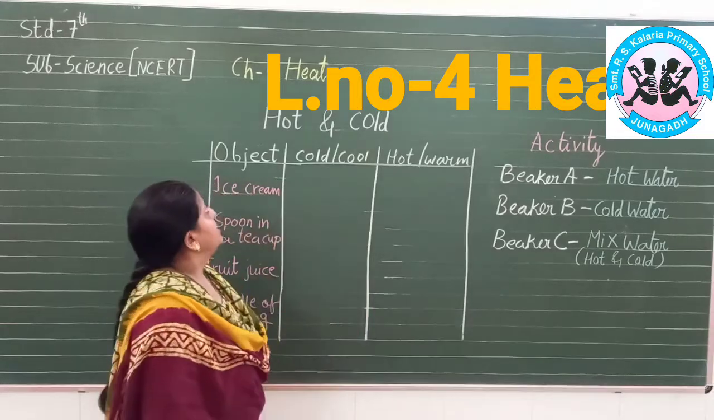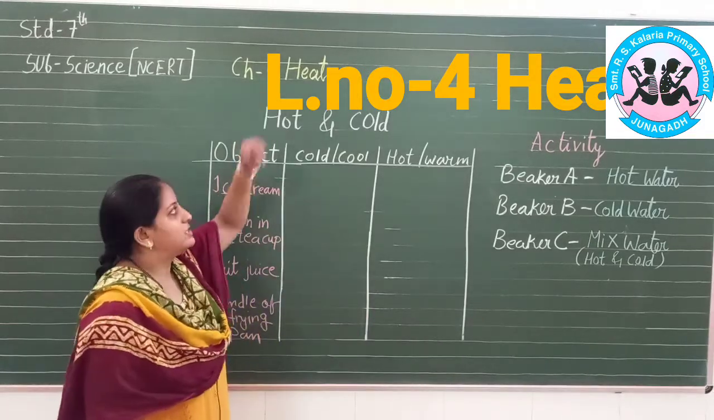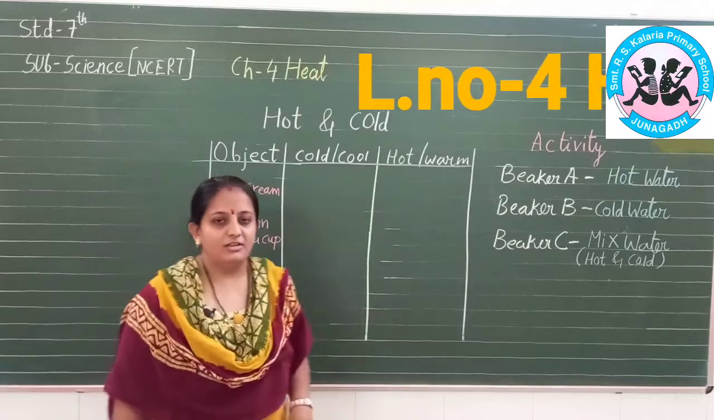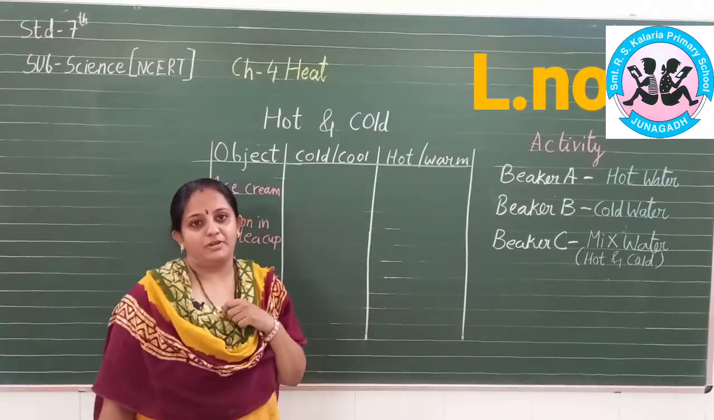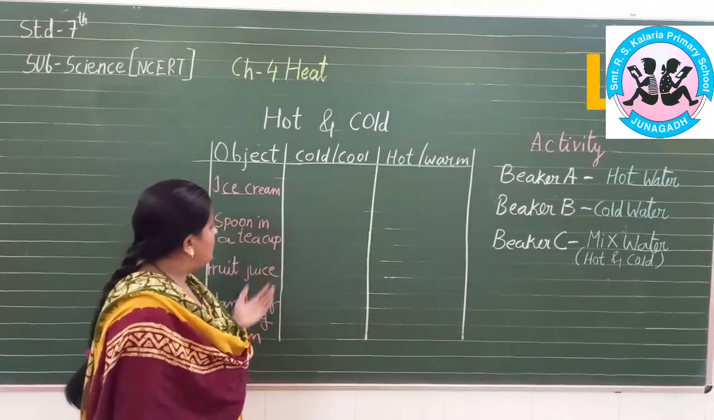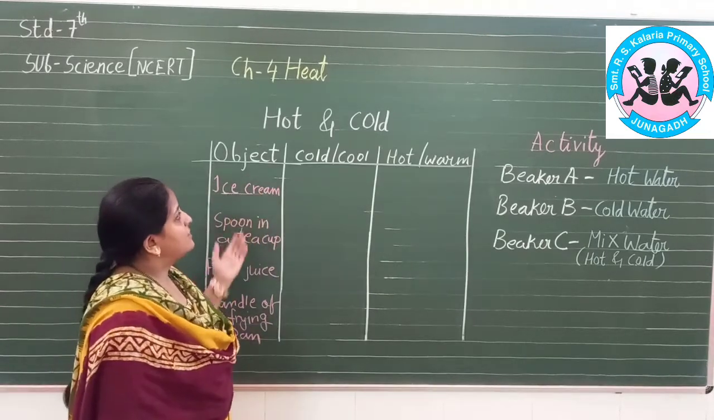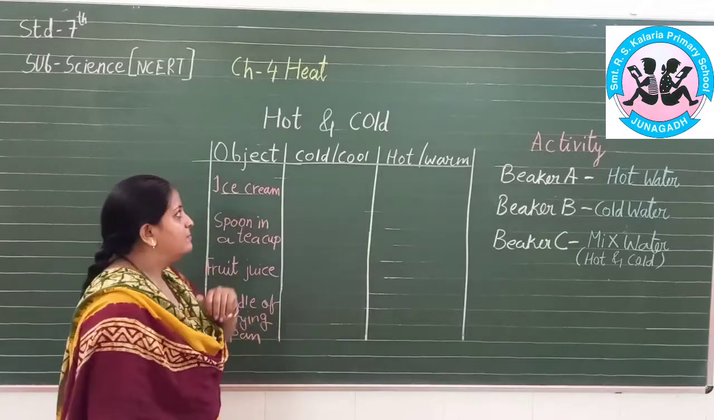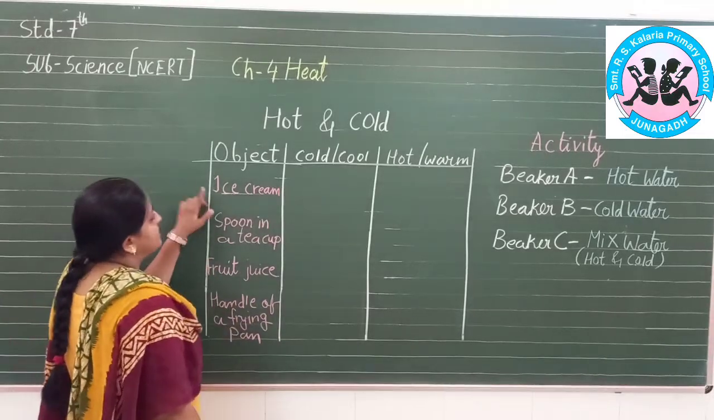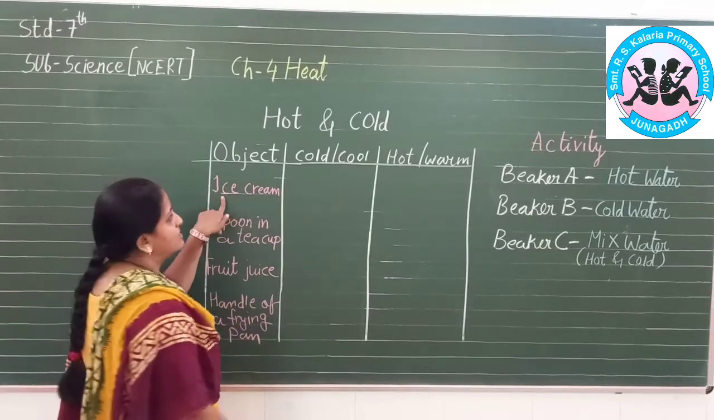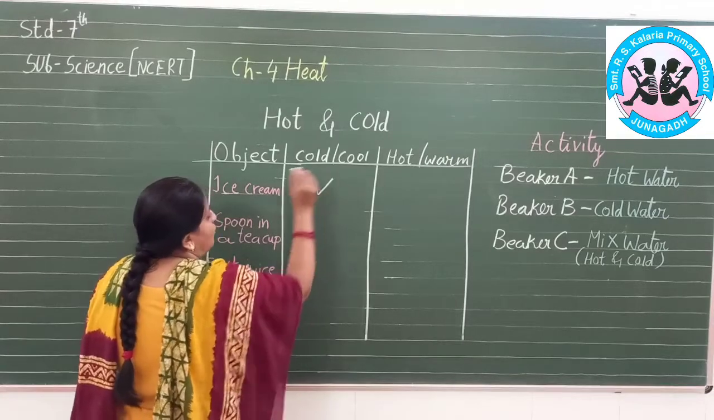The next chapter, that is chapter number 4, Heat. Now students, let us begin this chapter by identifying a few substances which are written on the board. Let us identify whether the substance is hot or cold. The very first object we have is ice cream, and obviously the ice cream is cold.